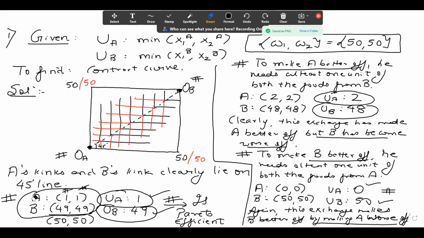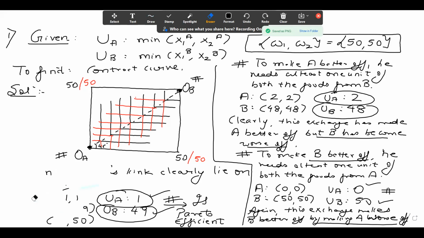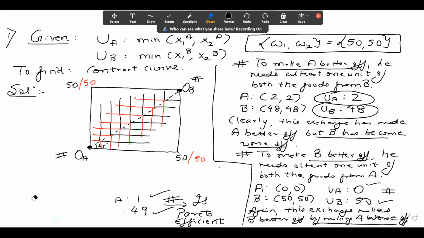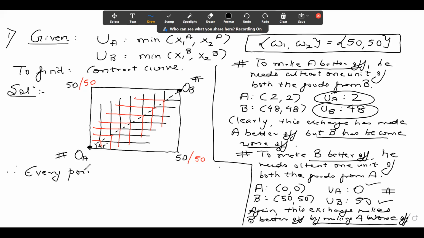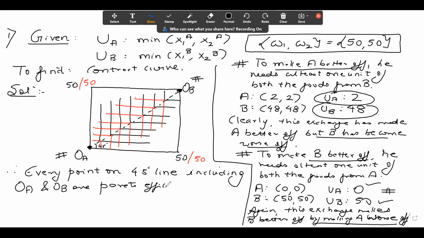So I can erase this particular part and I can write that therefore every point on the 45-degree line, including the origin of A and origin of B, are Pareto efficient allocations. I just took one point and I showed that it's Pareto efficient. You can generalize and you can say that all the remaining points on the 45-degree line are Pareto efficient allocations.